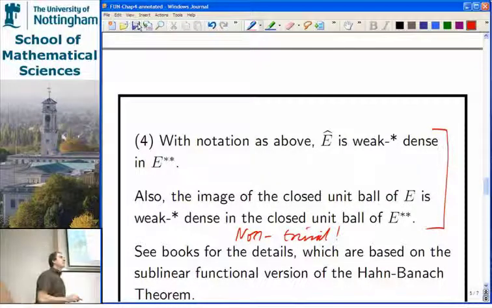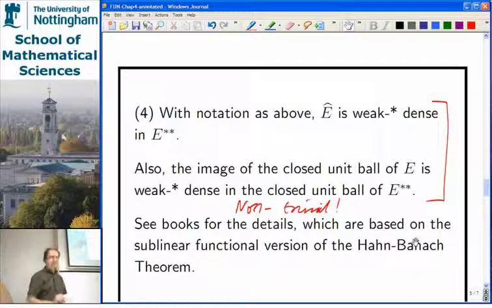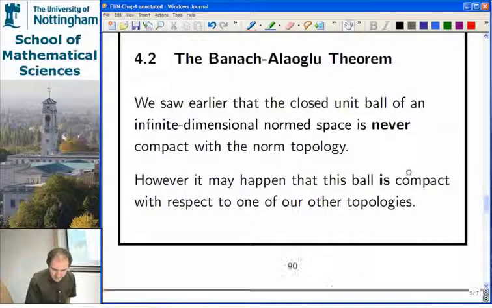You have to use a geometric form of the Hahn-Banach theorem, and those interested can look up the details of that in the books. It's a fact that's worth knowing because you can make deductions from it, and I will point something out about it in a moment. Okay, so let's go back to what we really want to prove.